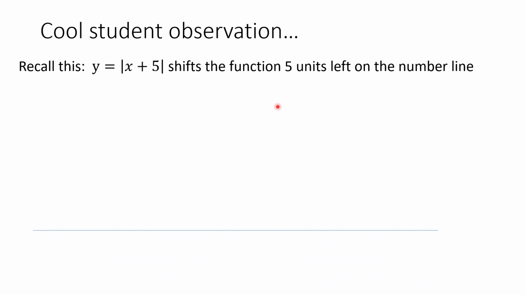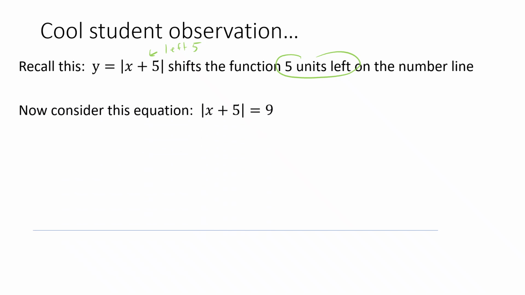So recall this: if you have y equals the absolute value of x plus 5, when you add 5 inside a function, it shifts the function left. Okay, so it's going to make the graph slide to the left 5 units on the number line, or on the coordinate plane. Just move it left. So this student, having studied transformations, and then the teacher introduced absolute value equations. I think it was actually absolute value inequalities, but it works for both.